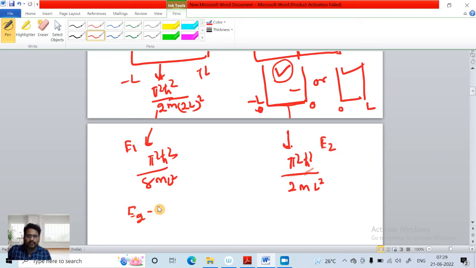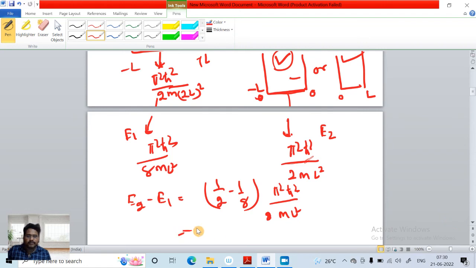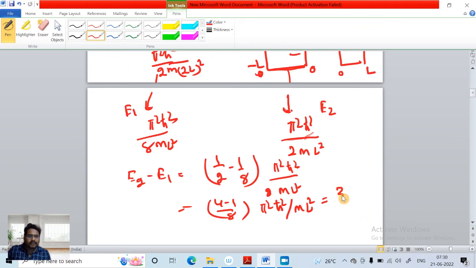So E2 minus E1 will be (1/2 minus 1/8) multiplied over m L square. So this will be (4 minus 1)/8 times pi square h-bar square by m L square, and this is nothing but 3/8 pi square h-bar square by m L square. Now this is the energy difference, and which is obviously the work done on the system to separate it into two boxes.